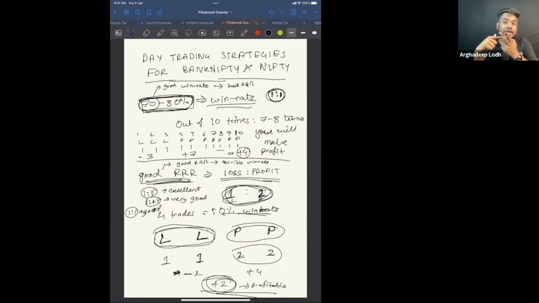But when you win, you will earn 2 rupees. So if you are trading 4 times, with a 50% win rate, which sounds absolutely rubbish, it's like a coin toss. You don't know whether you will win or lose. But even at a 50% win rate, the trader is profitable. So this is the reality. A good risk to reward ratio has a terrible win rate, and a good win rate strategy has a terrible risk to reward ratio.